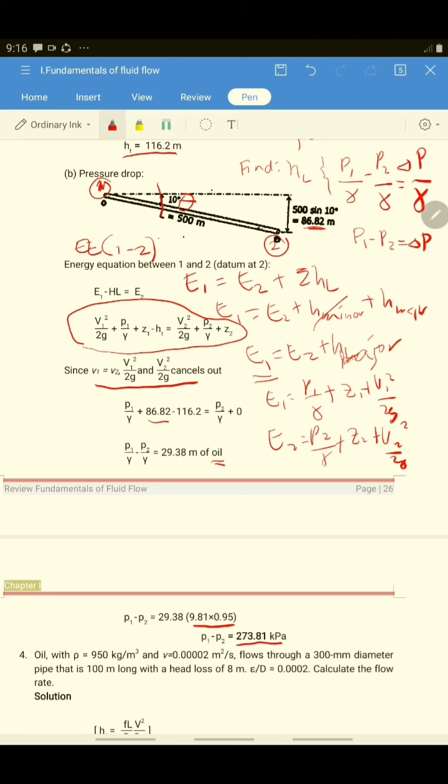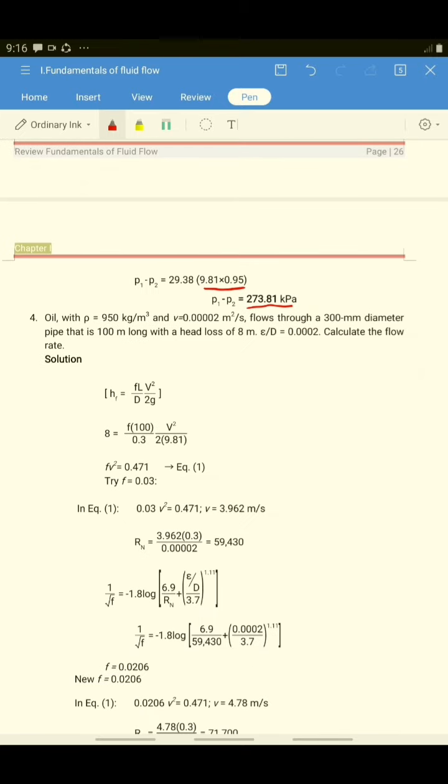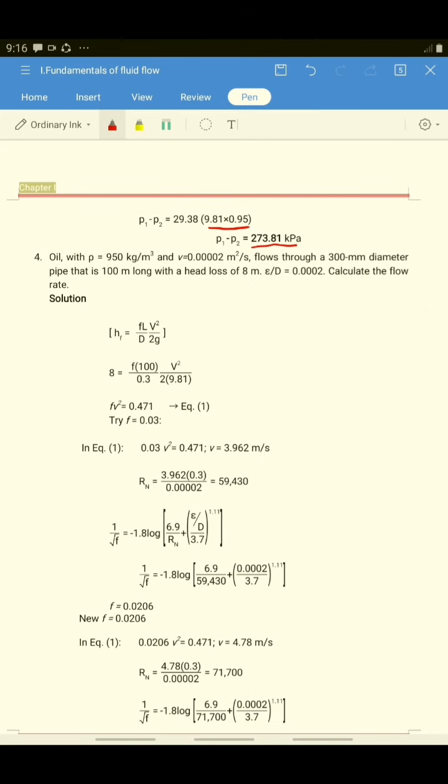So the answer is 273.81 kilopascal. Okay, so I hope you got it. Okay, so number 4. Oil with a density of 950 kilograms per meter cube and kinematic viscosity of 0.0002 meter squared per second flows through a 300 mm diameter pipe that is 100 meters long with a head loss of 8 meters. The relative roughness is equal to 0.0002. Calculate the flow rate.